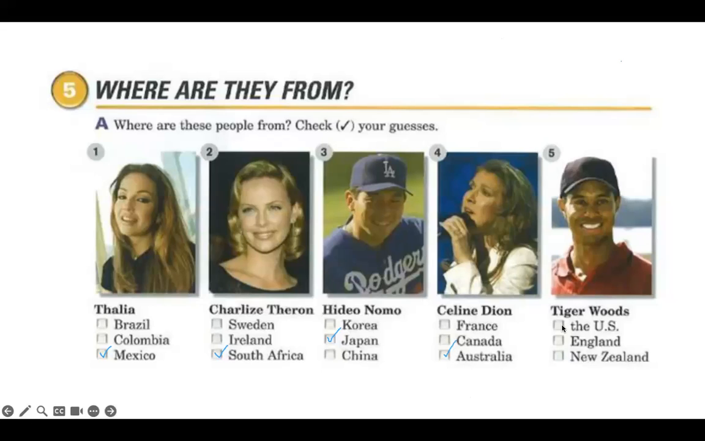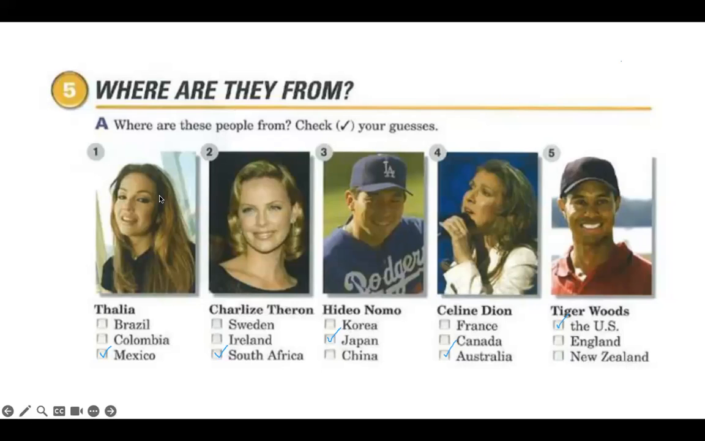Here we have the last one, Tiger Woods. Where is he from? Is he from the US or from New Zealand? The US. Yes, right. Thank you so much.